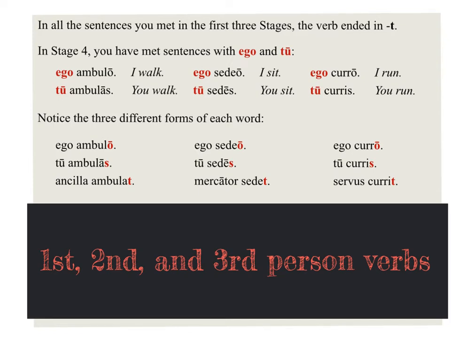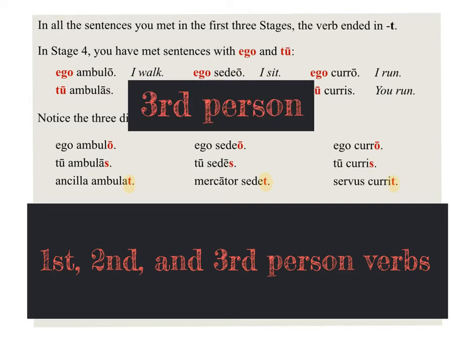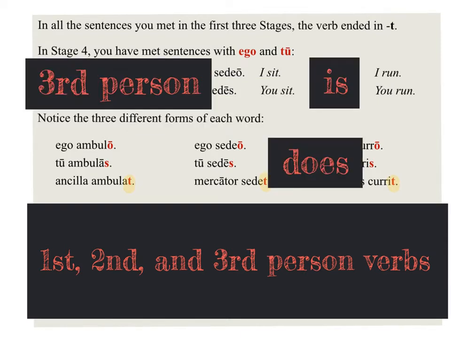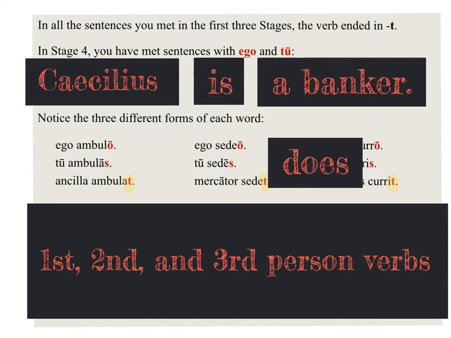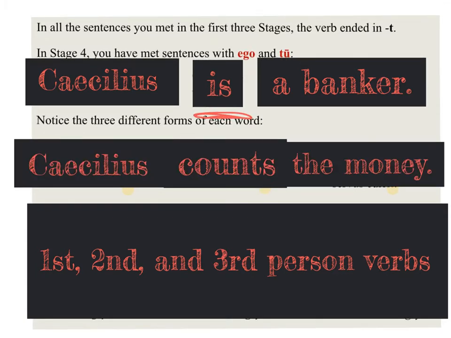In the first three stages of the Latin book, all of the verbs end with the letter T. That's because all of these verbs are in what we call the third person. Now, the third person, in case you don't know, is the form of the verb we use to describe what somebody else is or does. For example, Caecilius is a banker. Caecilius counts the money. In Latin, these verbs end with the letter T.